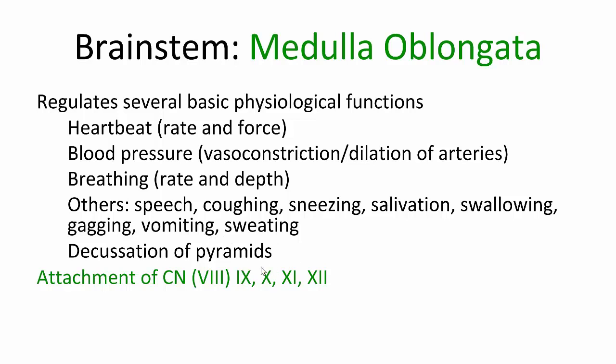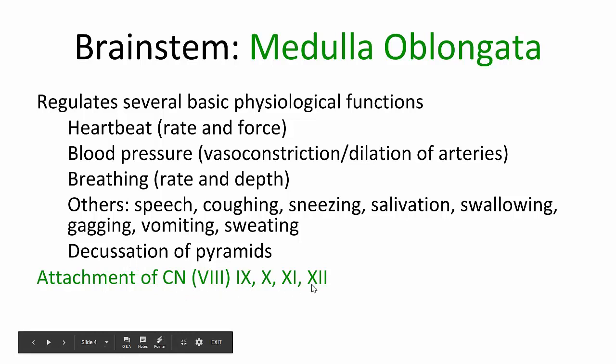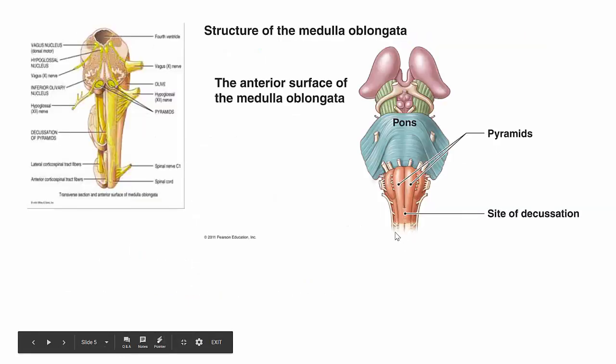Perhaps you've also heard that the right side of your brain controls the left side of your body and vice versa. This is because there is this anatomical feature called decussation of the pyramids. On the next slide, I'll show you what that means. Cranial nerves 8 through 12 attach to the medulla.